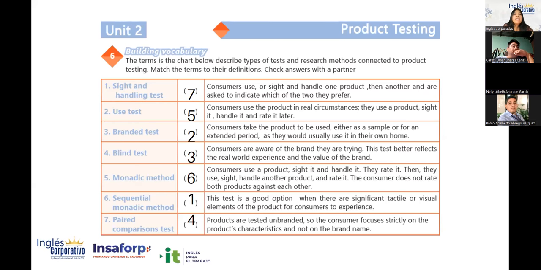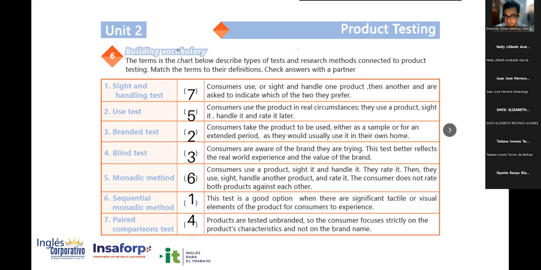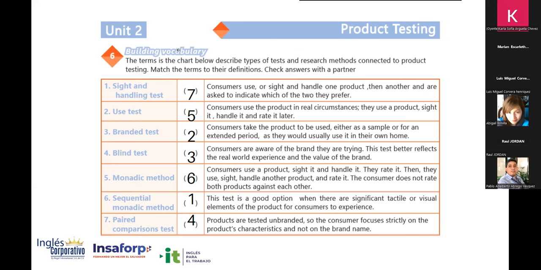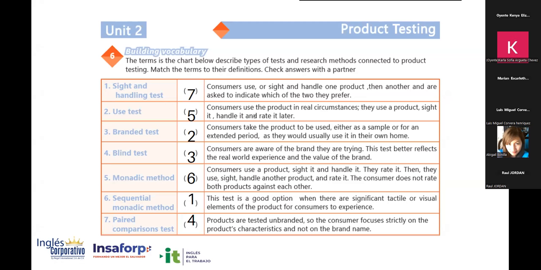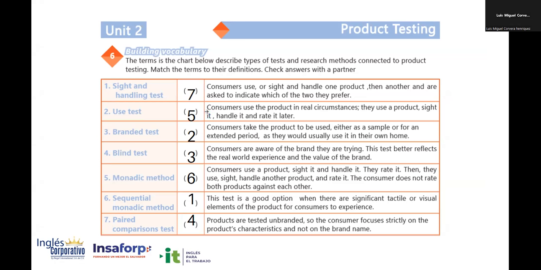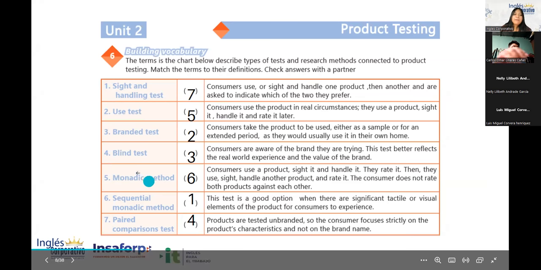Perfect. Very good. A monadic method, number 5. Yes, number 5. Okay, so, well, yes, Luis Miguel? No? Abigail, number five. You. Okay, Luis? Number four. Number five. Customer use product, seeing and handle, they rate that. Sorry, teacher, I was hearing a bit cut off. I don't know if that is what you asked me. Oh, okay. No, Luis Miguel, but thank you. Okay, thank you. Abigail, can you please read number five, monadic method?